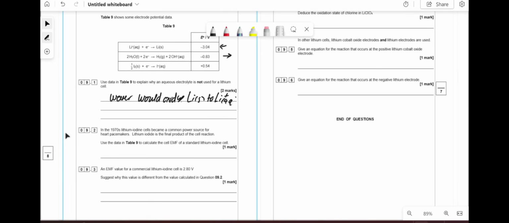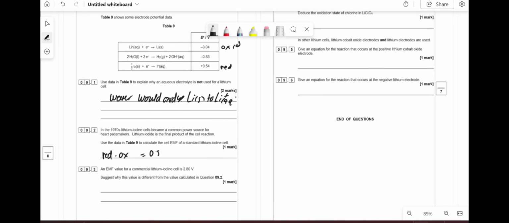In the 1970s, lithium iodine cells became a common power source for heart pacemakers. Lithium iodide is the final product of the cell reaction. Use the data in table 9 to calculate the cell EMF of a standard lithium iodine cell. So we've got iodine, we've got lithium. So this one's being reduced and this one's being oxidized because this one's more negative. So EMF equals reduced minus oxidized, which is 0.54 minus negative 3.04, which equals 3.58 volts.